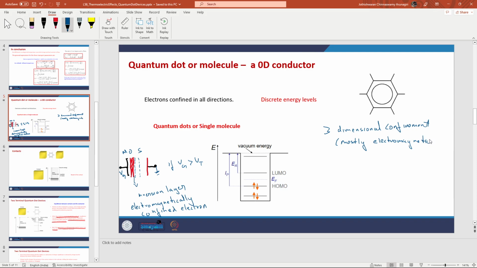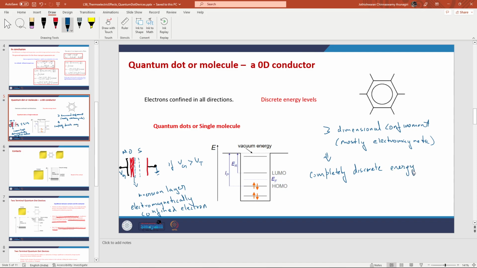So, okay, now the electrons are confined. What happens to an electron that is confined in all three dimensions? What essentially happens is the energy is completely discrete. So, completely discrete energies. Now, what does this mean?